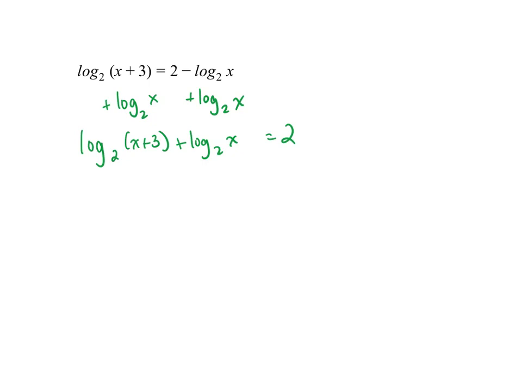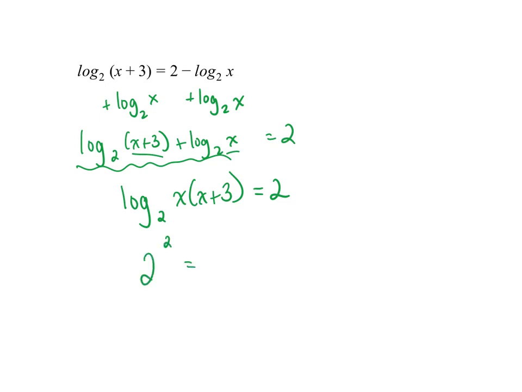So this is going to go to one of those properties we talked about from above. It said when you have 2 logs that are added together, I can write that as a single log of the 2 things in parentheses multiplied. So you can write this as log base 2 of x times x plus 3 equals 2. So that takes advantage of one of those properties where you're taking 2 logs and combining them into 1. So now we can simply finish up by turning to exponential. So it'll be 2 to the second equals x times x plus 3. So that's 4 equals x squared plus 3x.